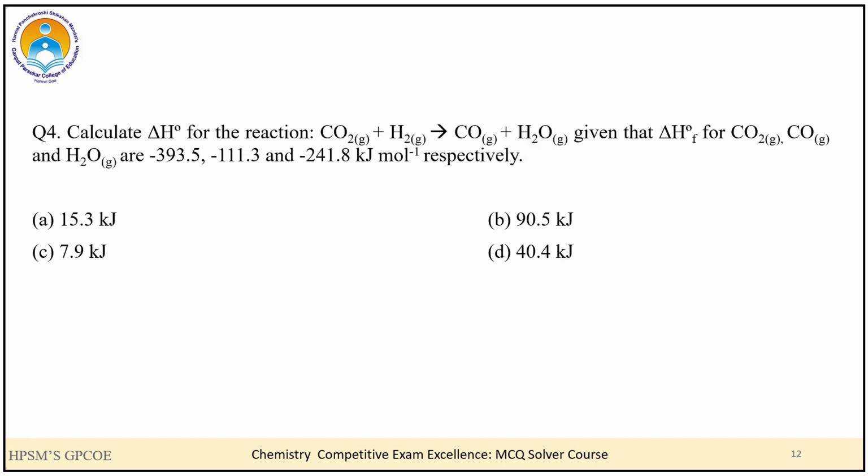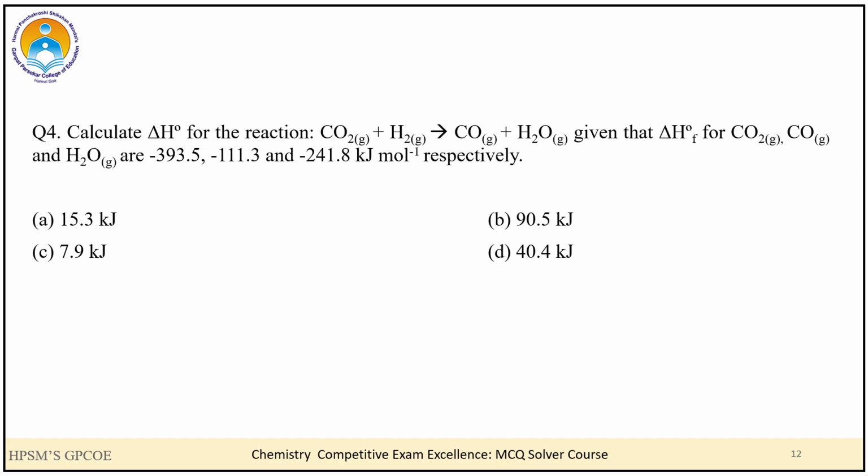Let us see the next problem. Calculate the standard enthalpy of the reaction for the reaction CO2 gas plus H2 gas giving carbon monoxide plus water. Given that delta H naught f, that is the heat of formation for CO2, CO and water, are negative 393.5, negative 111.3 and negative 241.8 kilojoules per mole respectively.